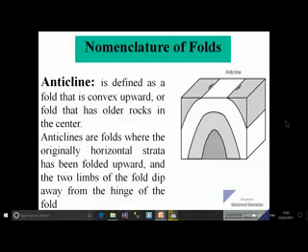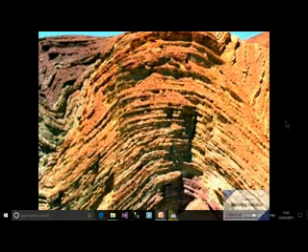Two major types of folds. The first one is the anticline, which is defined as a fold that is convex upward, or a fold that has all the older rocks in the center, as you can see here in this shape.